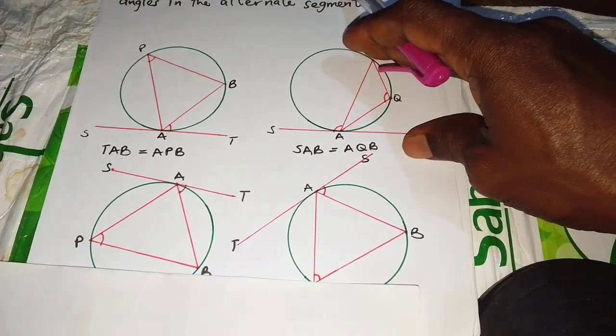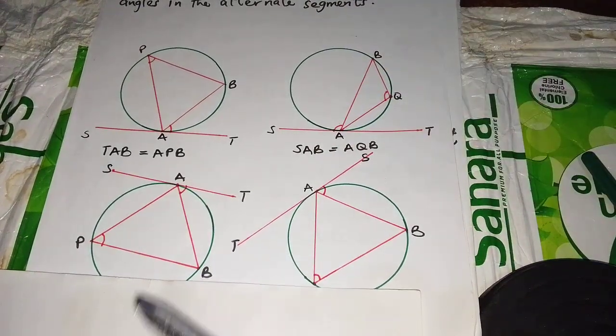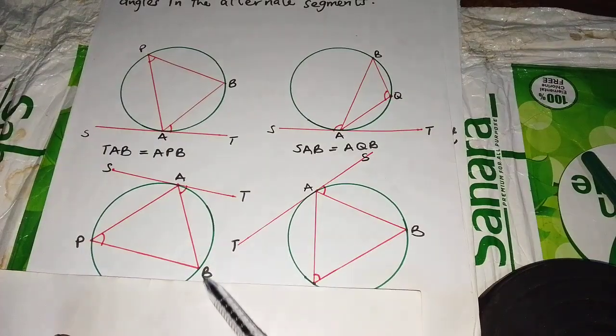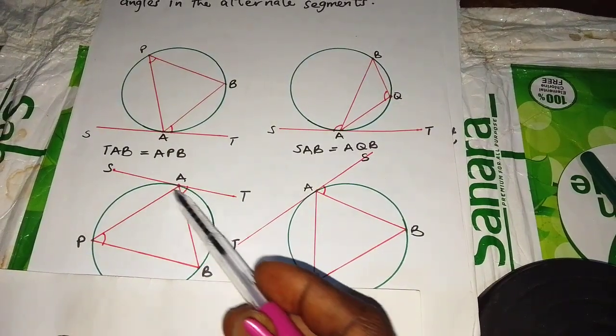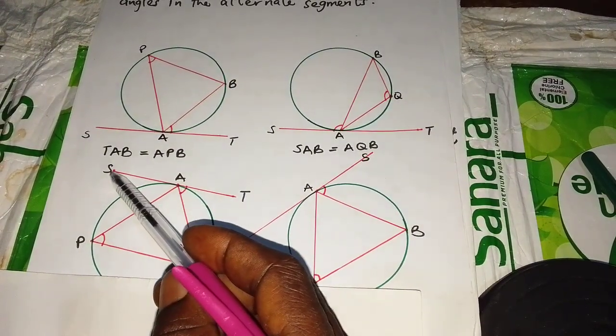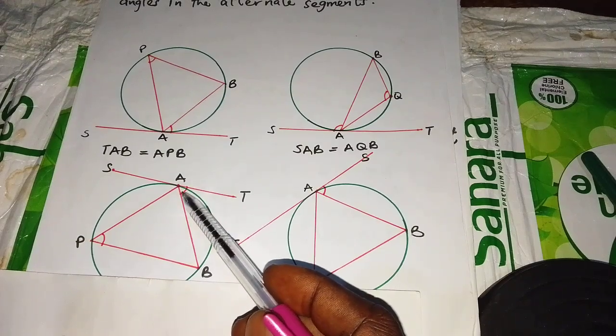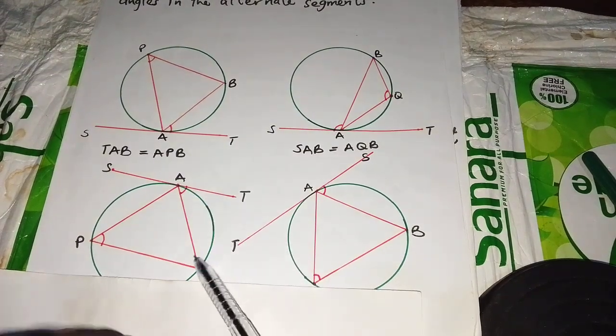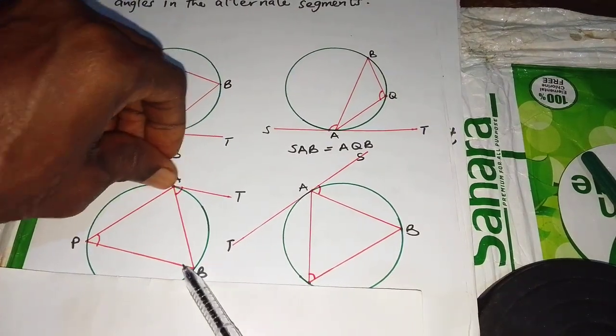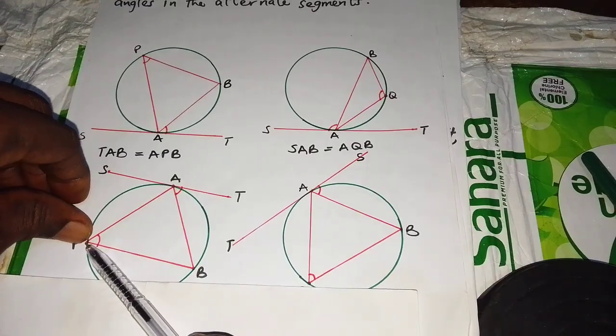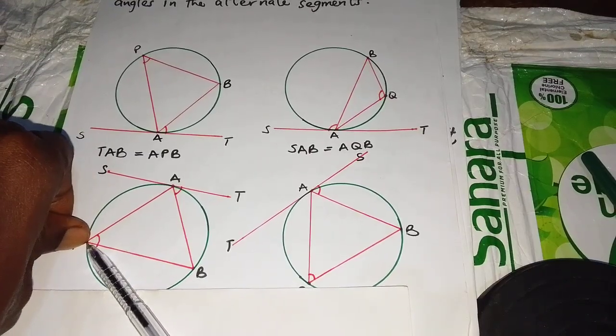Let's look at another diagram. You have this line as the chord. This is the tangent. So the angle this tangent makes with this chord will be equal to the angle made if this chord is used to draw a triangle touching the circumference of the circle.